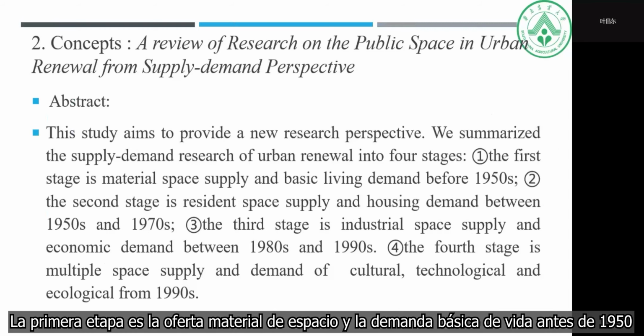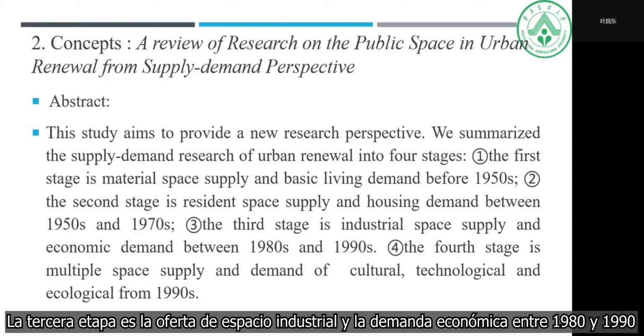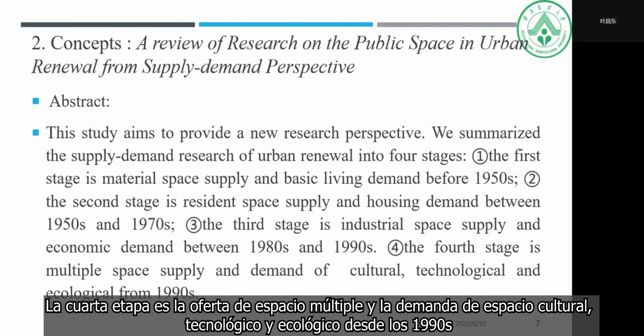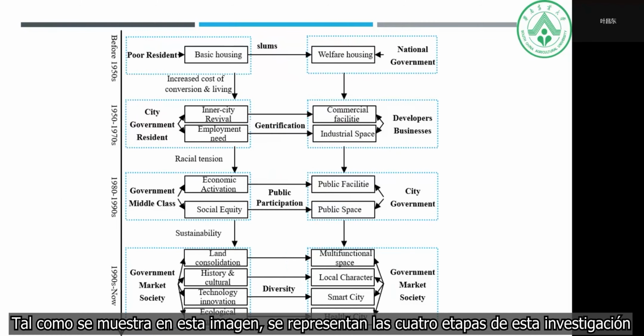The first stage is material space supply and basic living demand before the 1950s. The second stage is residence space supply and housing demand between the 1950s and 1970s. The third stage is industrial space supply and economic demand between the 1980s and 1990s. And finally, the fourth stage is multiple space supply and demand of cultural, technological, and ecological from the 1990s. Just as shown in this page, the figure includes four stages of this research.